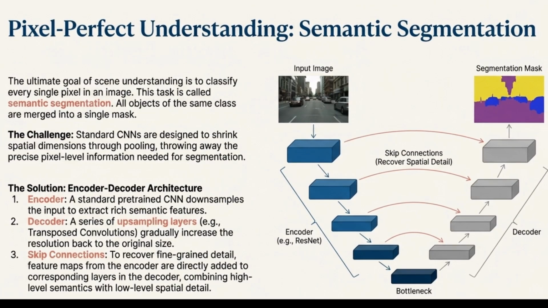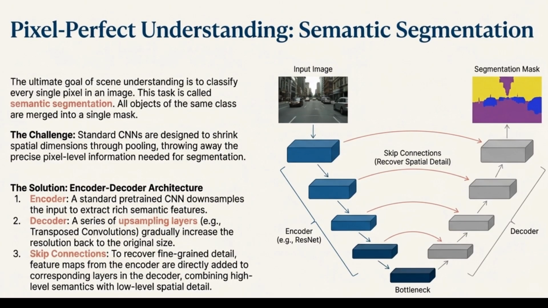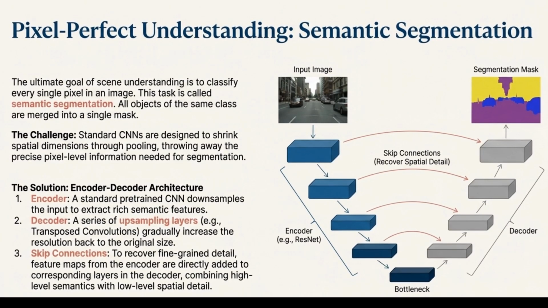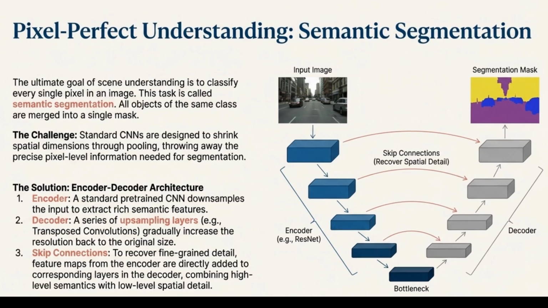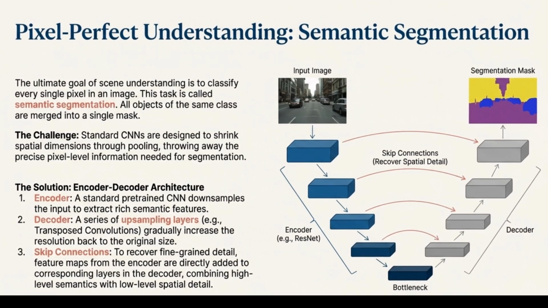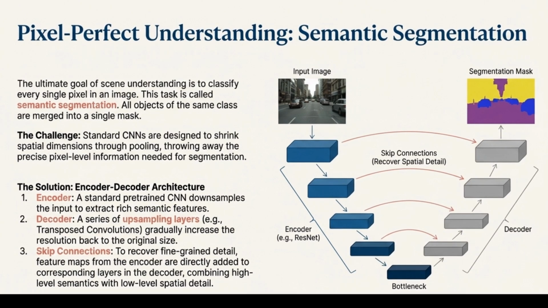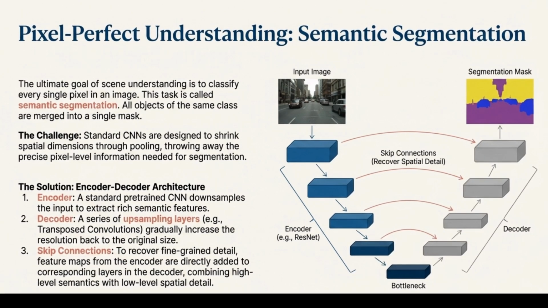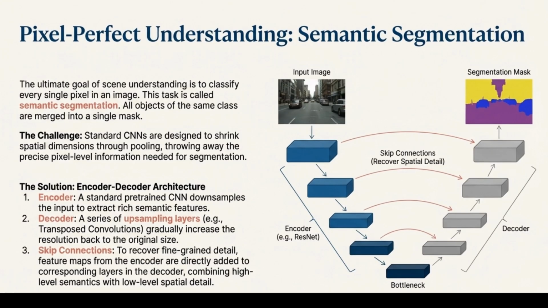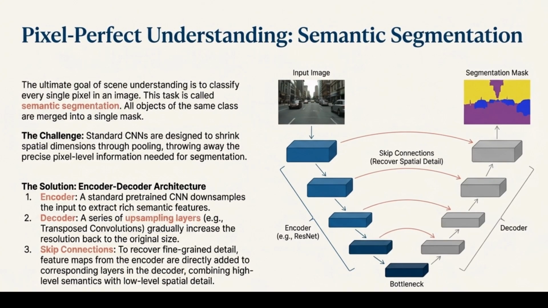The encoder, usually a standard pre-trained CNN like ResNet, downsamples the input to extract high-level, rich semantic features, focusing on what is in the image. The decoder then uses a series of upsampling layers, such as transposed convolutions, to gradually increase the resolution back toward the original size. The crucial innovation is the use of skip connections.